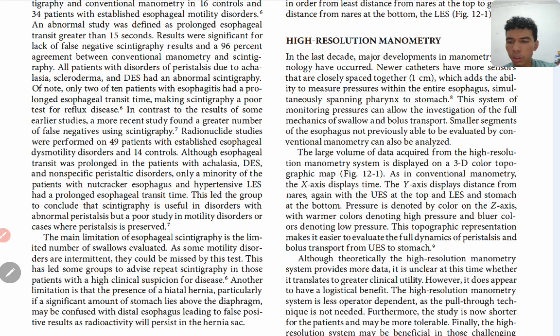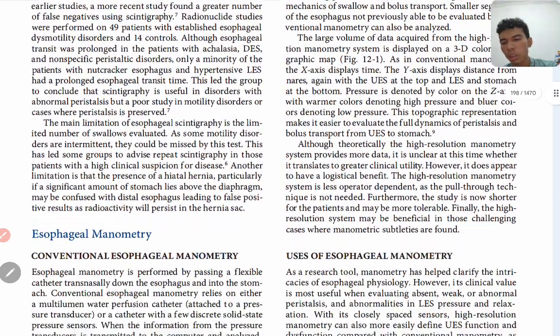Another limitation is that the presence of hiatal hernia, particularly if a significant amount of stomach lies above the diaphragm, may be confused with a distal esophageal diverticulum, leading to a false positive result as radioactivity will persist in the hernia sac.